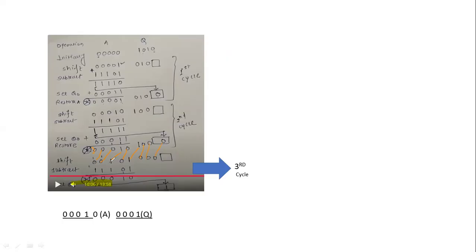Now, what do you do? We have to go for the subtract operation. If you want to do the subtract operation, we can add the B's 2's complement value. That is already given, the sum 11101. So if you add, what will you get as the answer here?